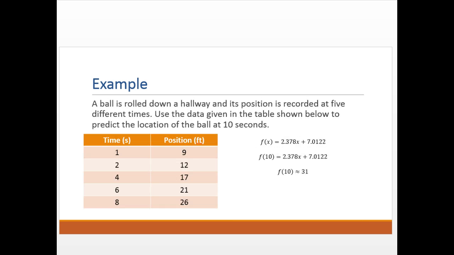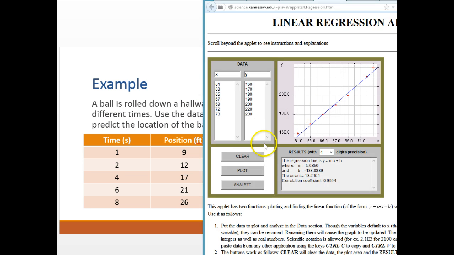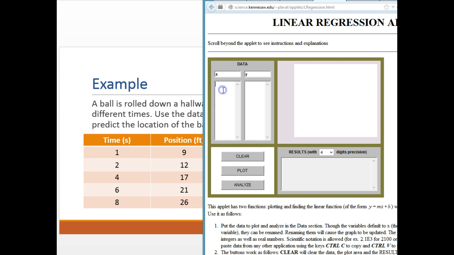Let's look at a second example. It says a ball is rolled down a hallway and its position is recorded at 5 different times. Use the data given in the table below to predict the location of the ball at t equals 10 seconds. We'll go back to our linear regression applet and we will simply plug in our data again. We know position depends on time, so time is our independent variable. So time is our x and the position is our y.